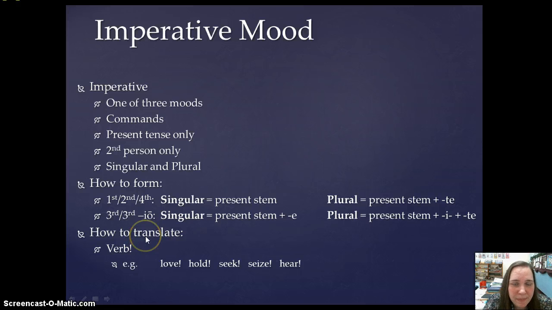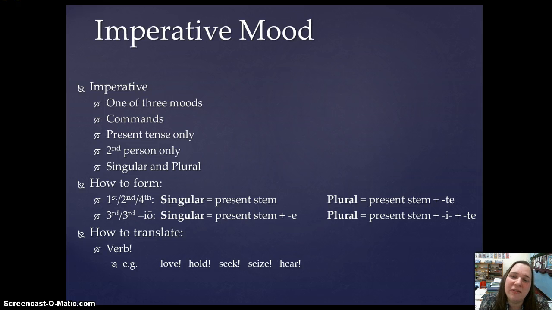You translate the imperative by just putting an exclamation point after the word. You just translate it. It's a command. Like, how do we give commands in English? We'll look at someone and say, sit down, right? Stand up. Hold my hand, something like that. That's a very aggressive way to ask someone to hold your hand too.